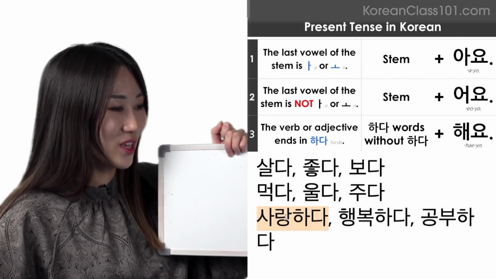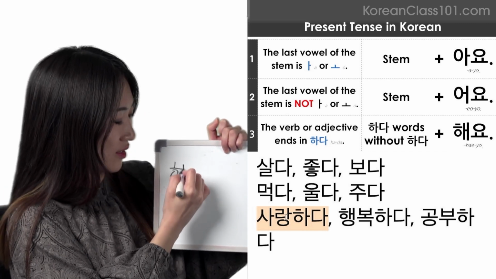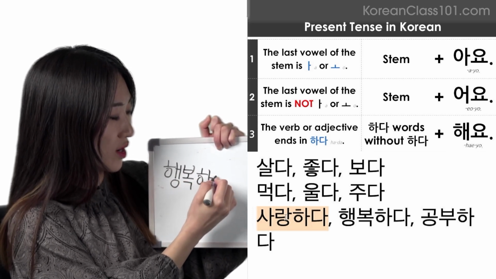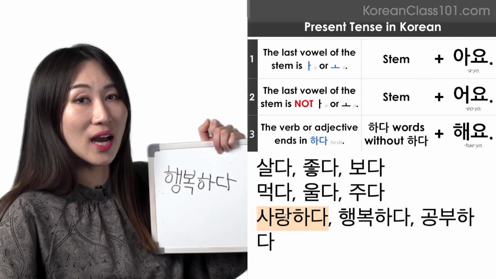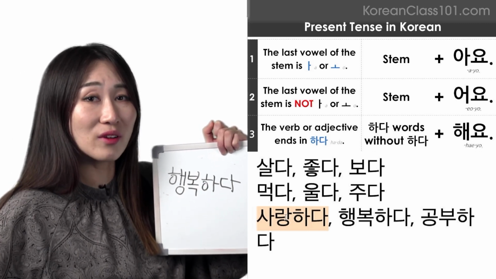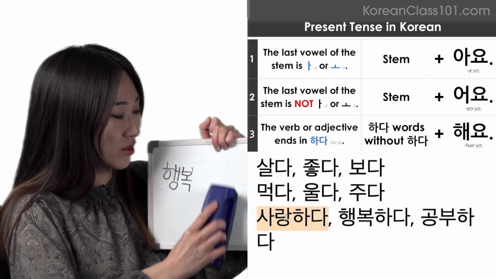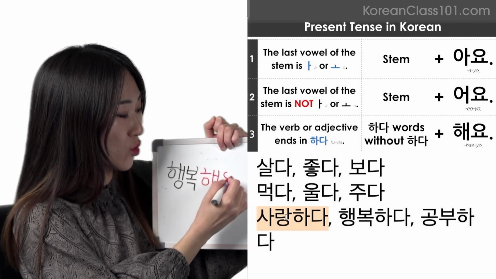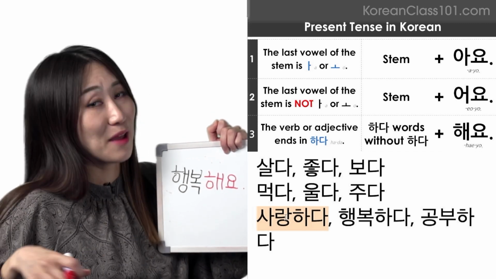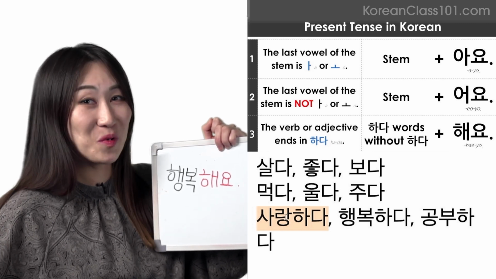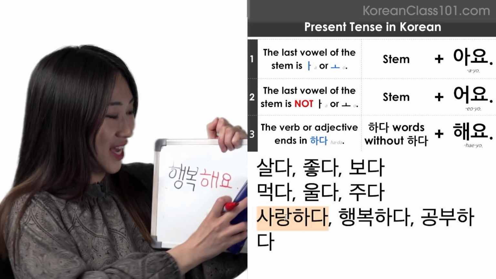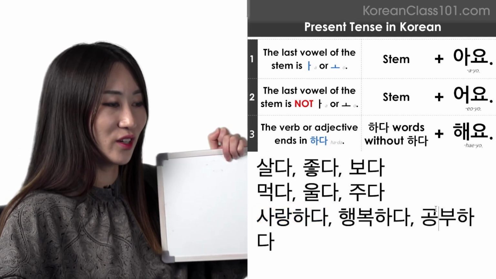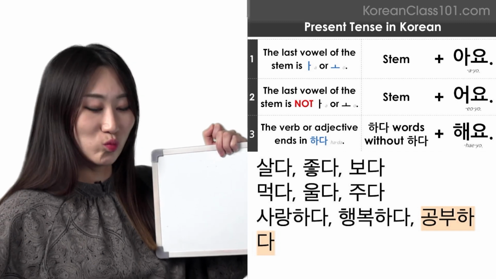Next, we have 행복하다. This is an adjective. 행복하다. It ends with 하다, right? So make it simple. Just replace 하다 with 해요. I'm happy. 행복해요. Okay, then how about this? The last one here. Ta-da. 공부하다.